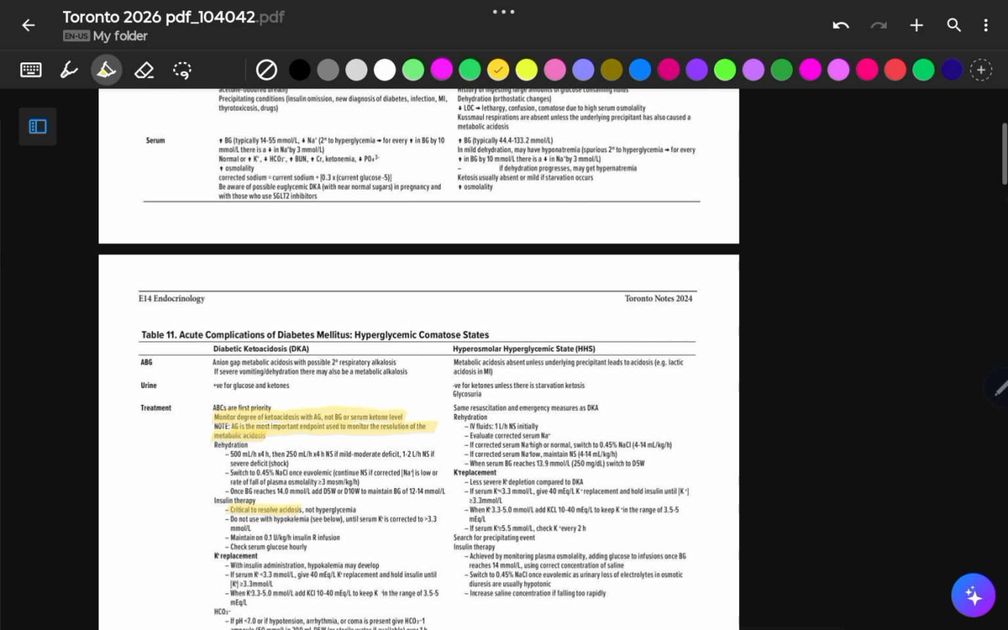So make sure you do your ABC. Then after, you want to hydrate the patient. You give this patient 500 millimoles per hour for 4 hours, all right. Then you want to switch to 250 millimoles per hour for 4 hours of normal saline. So you're giving this patient normal saline, and that is for a mild to moderate deficit. If a patient presents with a mild to moderate deficit, you are giving 500 millimoles per hour for 4 hours, then 250 millimoles per hour for another 4 hours.